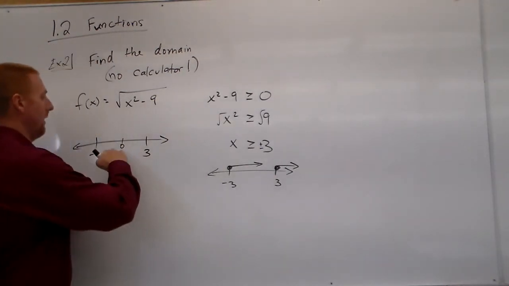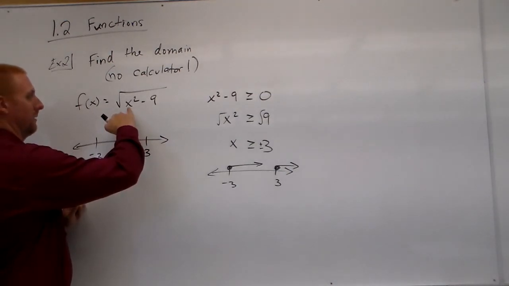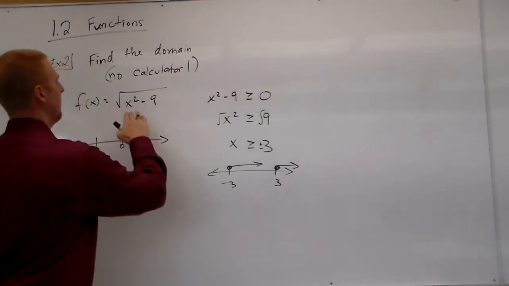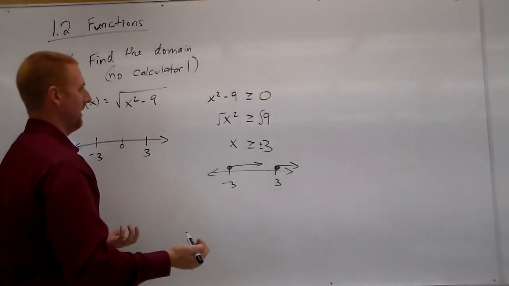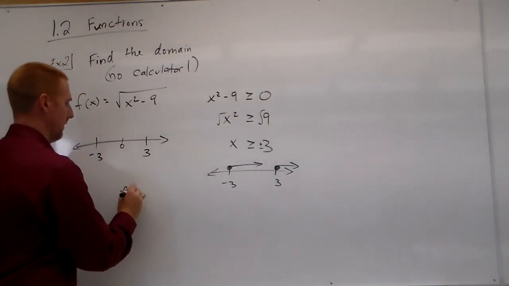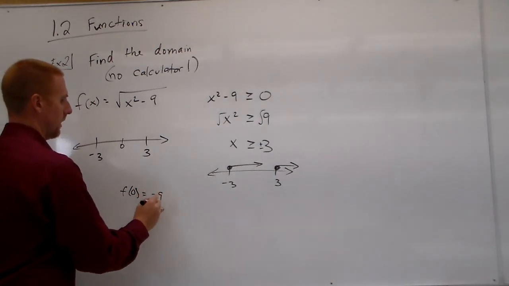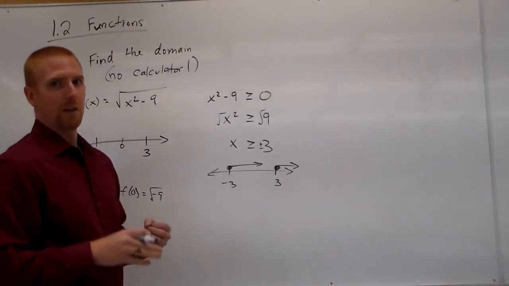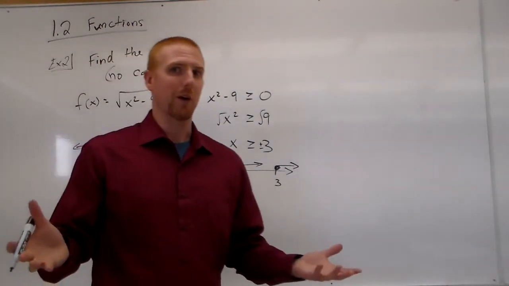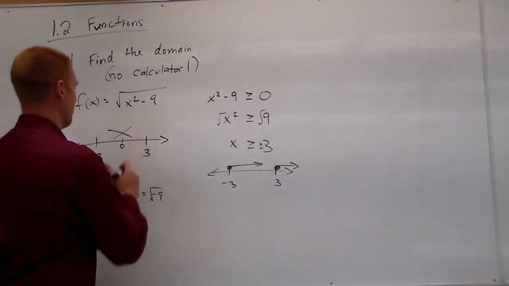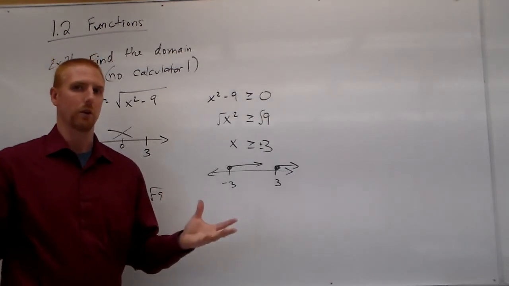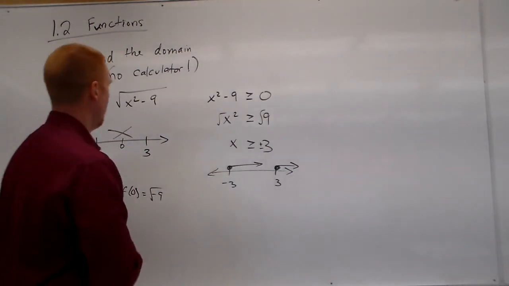So let's start there. If I were to plug in 0 for x as a domain value, well, let's see, that would be 0 squared minus 9. That would be negative 9. So just to be clear, f of 0 would come out to be the square root of negative 9. Not a real number. Let's just leave it there. It's not a real number. So things that are in that interval from negative 3 to 3, they're not going to work. They're never going to show up in the domain.